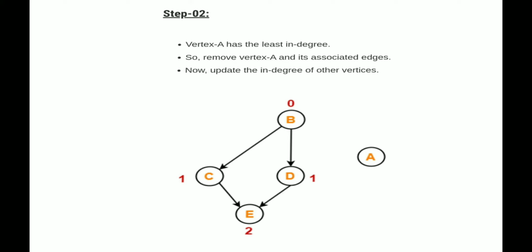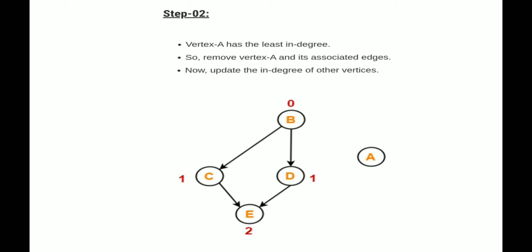Update the graph means update the new values for in degrees. So now the updated values are, vertex B doesn't have any incoming edges, so in degree of vertex B is 0. Vertex C has only one incoming edge, so in degree of vertex C is 1. Vertex D also has only one incoming edge, so in degree of vertex D is also 1. Vertex E has two incoming edges, so the in degree of vertex E is 2.